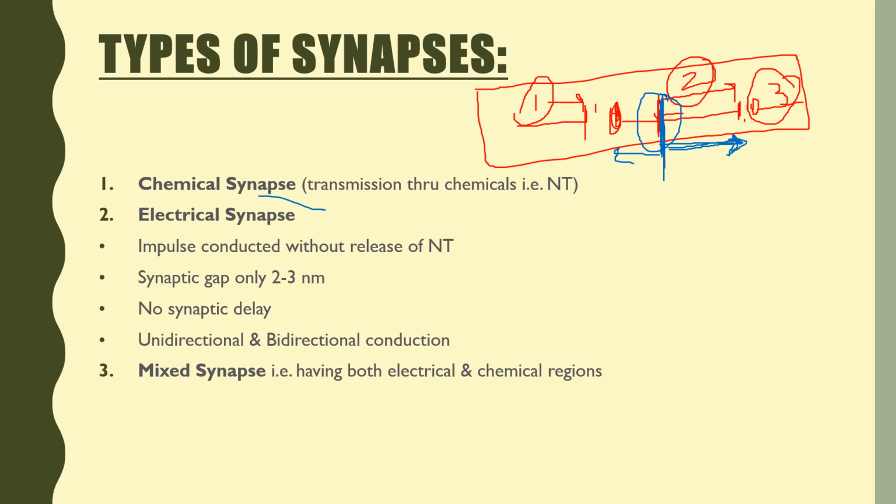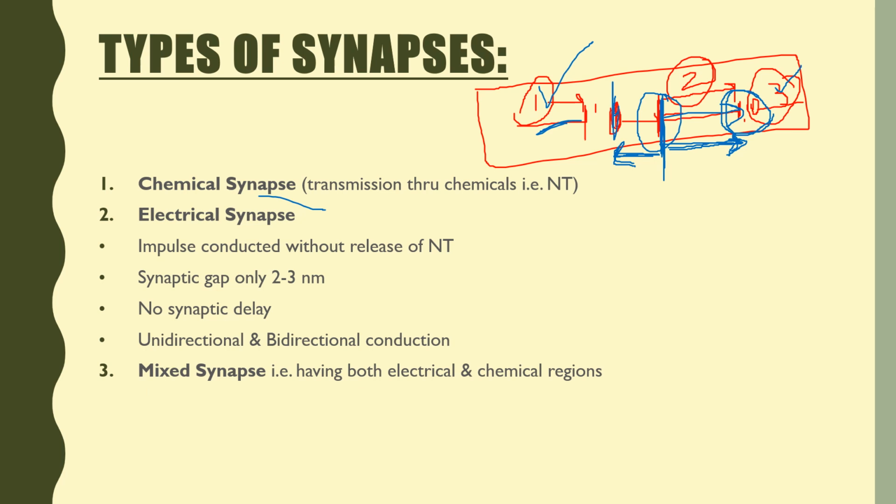Potential along this way will make the neurotransmitter get released and excite the next neuron. This is third. But the movement of the action potential in this direction will never release the neurotransmitter and will never make the first neuron generate an action potential. That is the meaning of unidirectional.